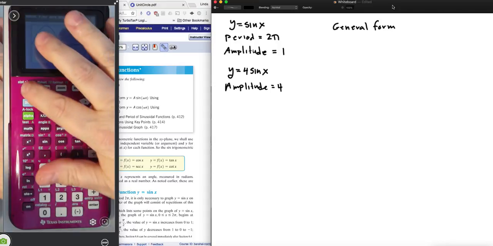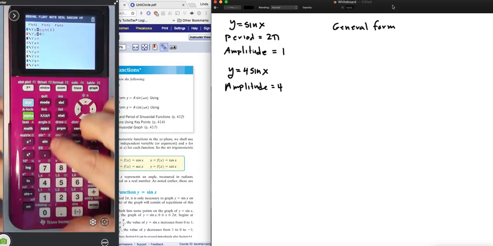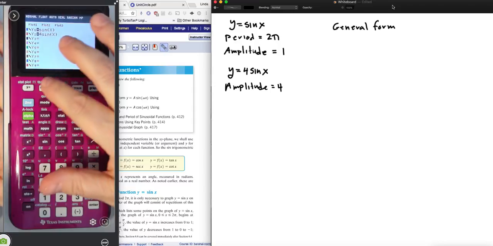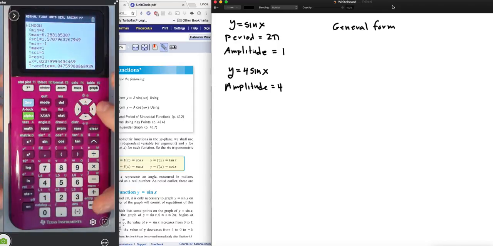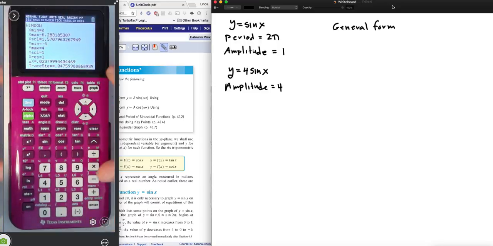Right? And in fact, if I come over here, let me do this. We're going to go 4 sine x. Now, of course, I have to change my window so that I'm going from -4 to 4. All right, and now what you're going to see in there is the basic sine curve, and there is my stretched sine curve.